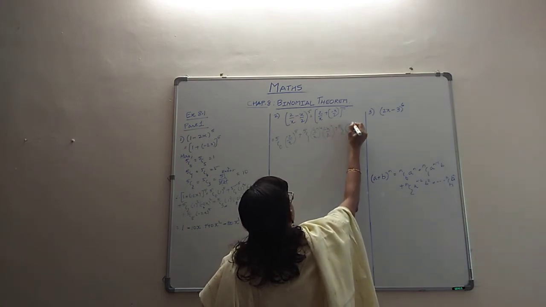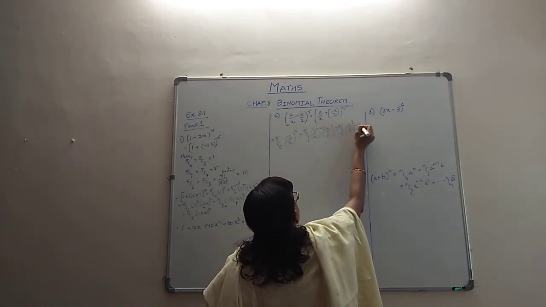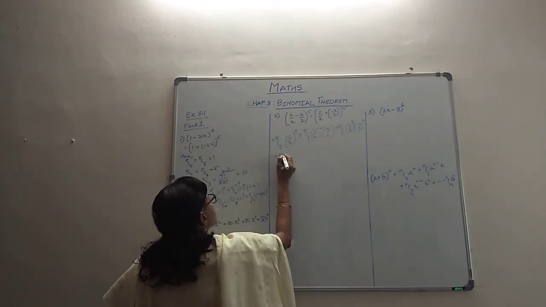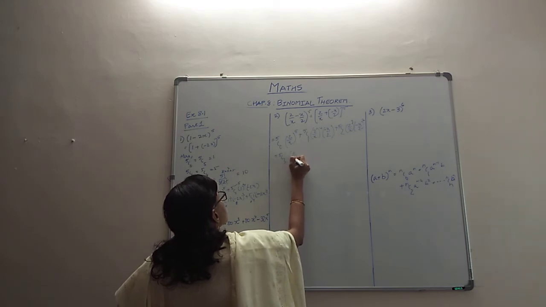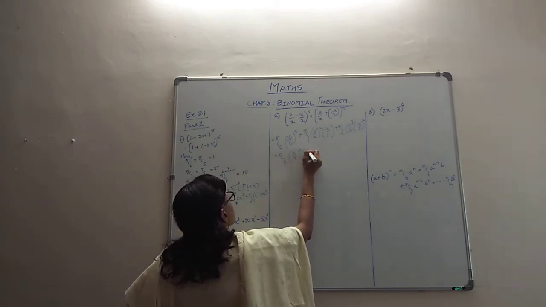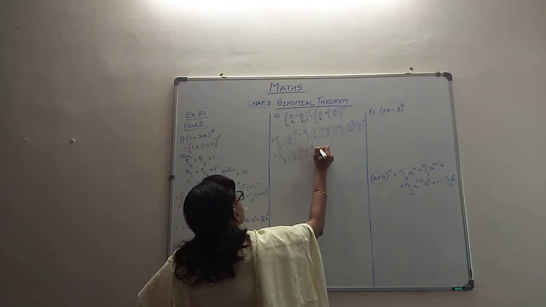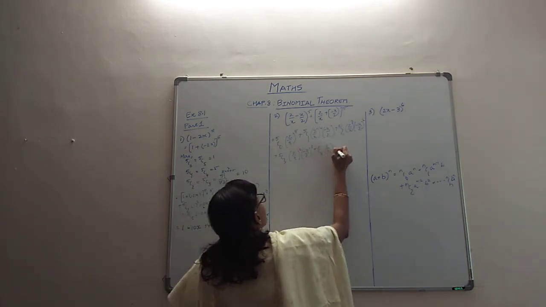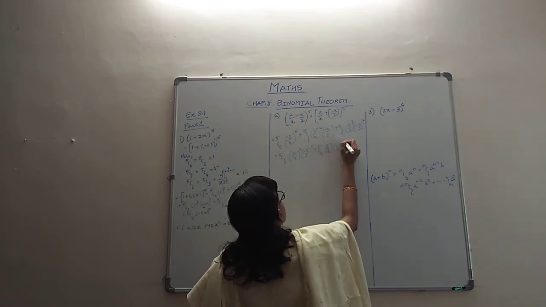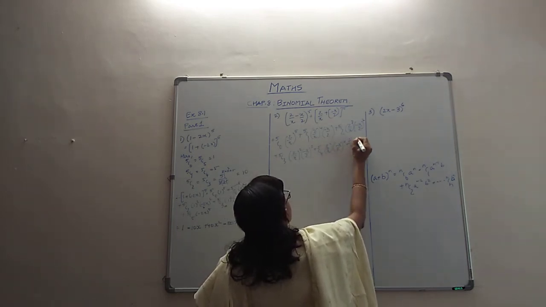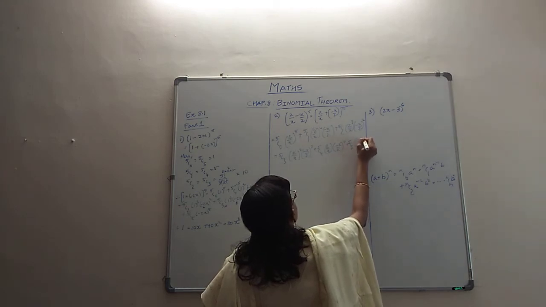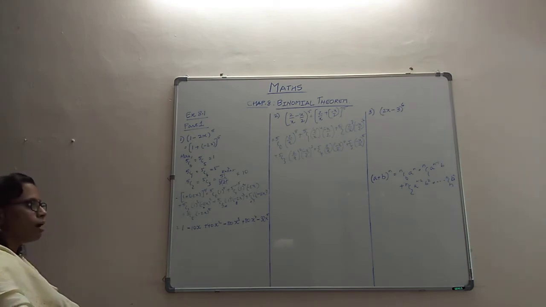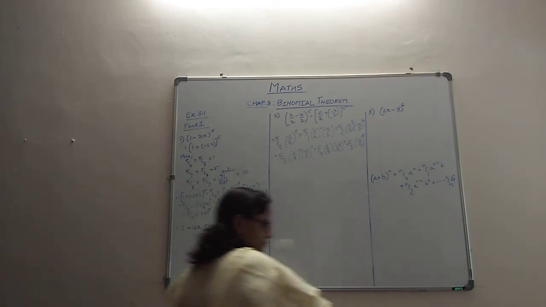Then 5C2, minus x by 2 raised to 2. Then 5C3, 2 by x raised to 2, minus x by 2 raised to 3. Then 5C4, 2 by x, minus x by 2 raised to 4. Then 5C5, minus x by 2 raised to 5. Yeah, that's about this.